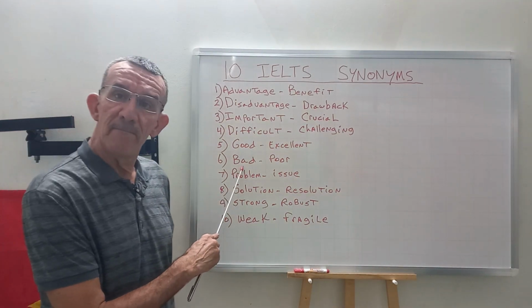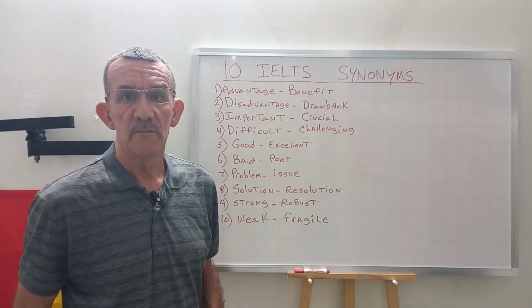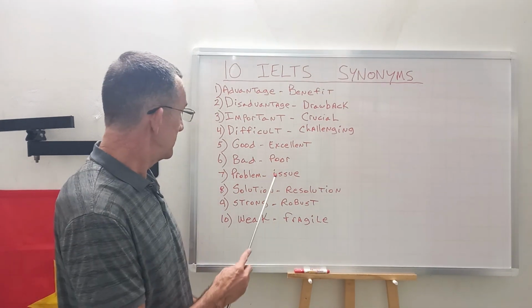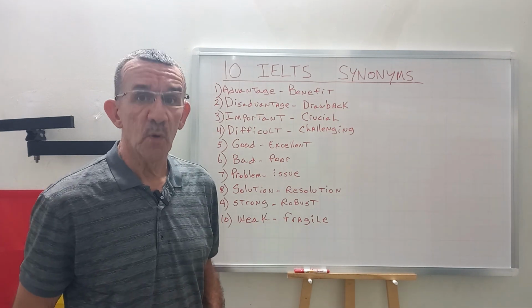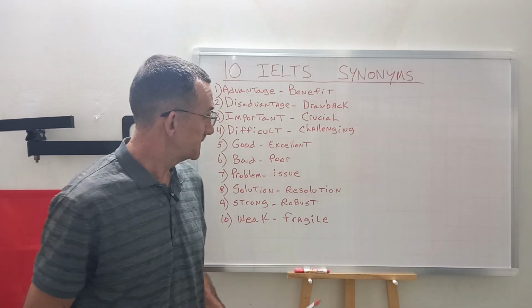Number six, bad. That was a bad idea. Synonym, poor. That was a poor idea.